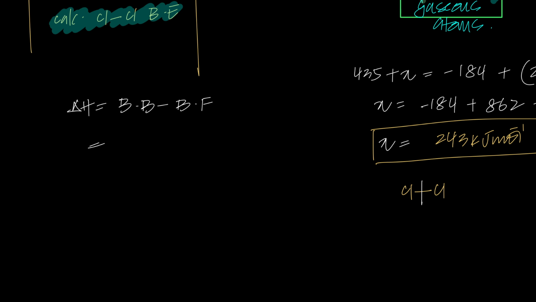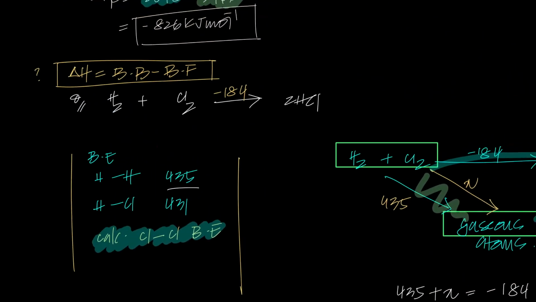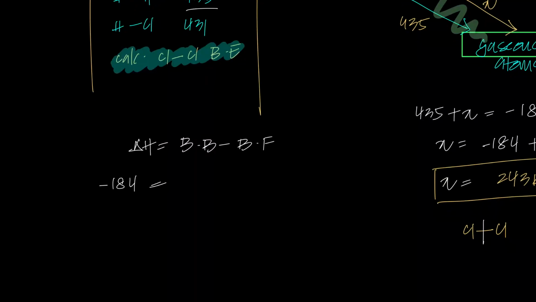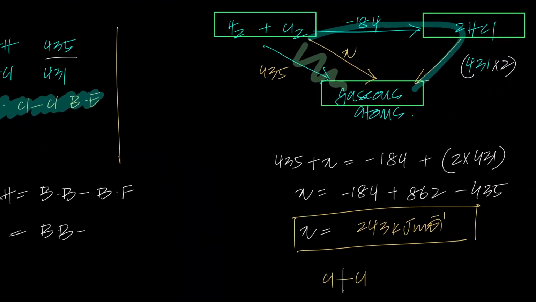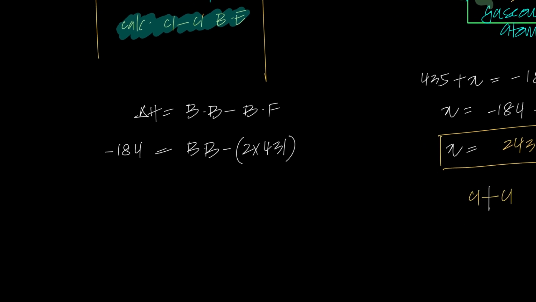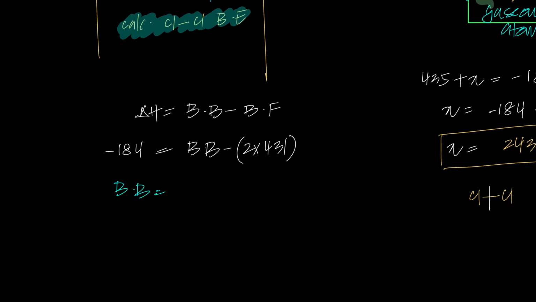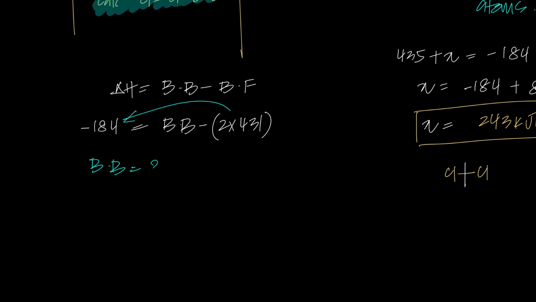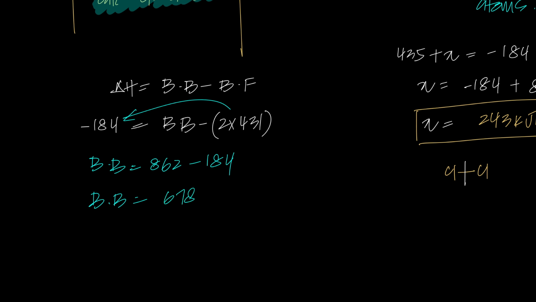So what's the enthalpy change? It's minus 184. Bonds broken, I want to figure out. Bond formation is given to me, which is 2 times 431. So can somebody calculate the energy taken in during bond breaking? 862 minus 184. What's the overall energy taken in during bond breaking? 678. That's the energy taken in during bond breaking.